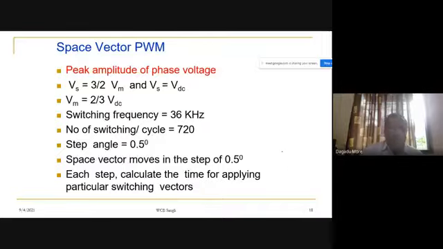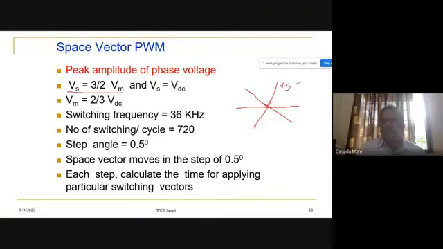Now let us go for the space vector. We have shown this relationship here, where Vs is the space vector. If you have a hexagon, I will try to draw it here. So this will be our hexagon, you assume it. And this will be the magnitude of Vs, you can call it.